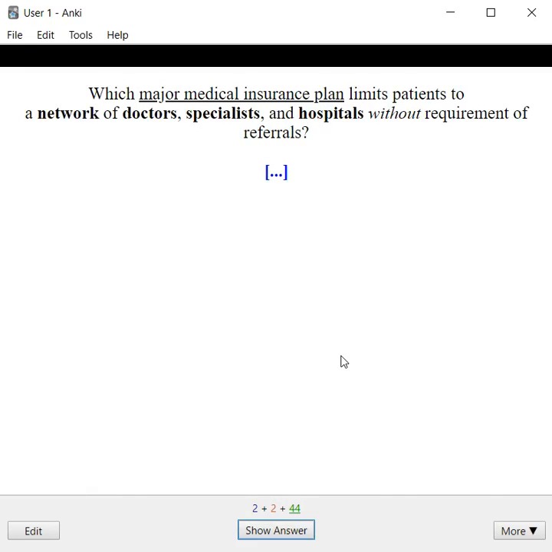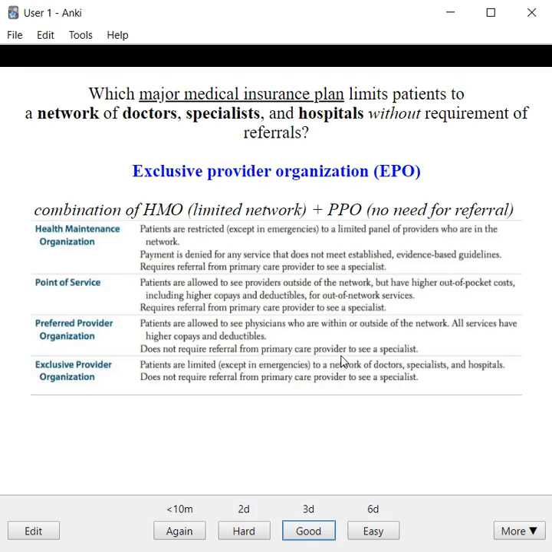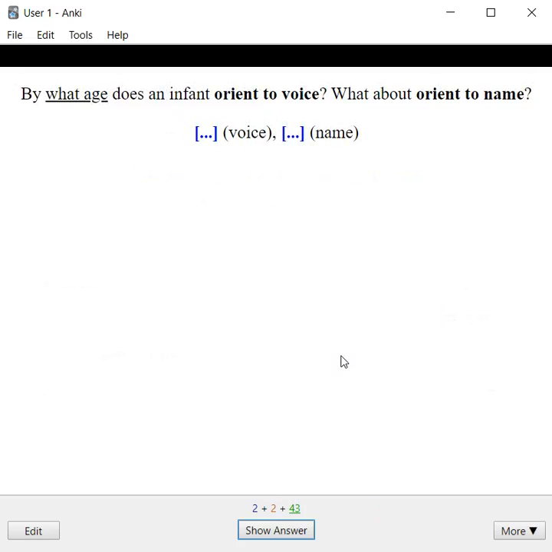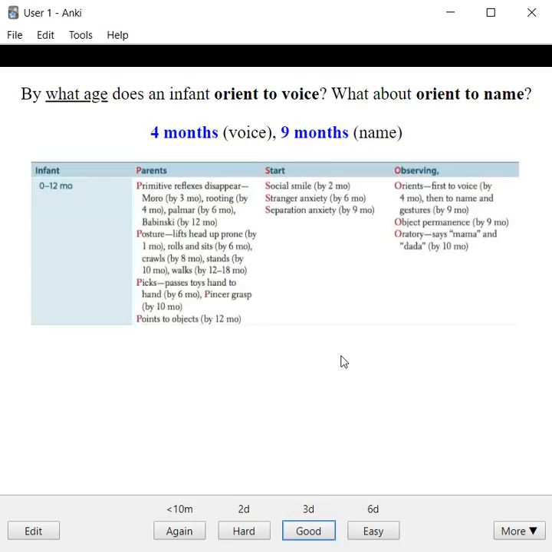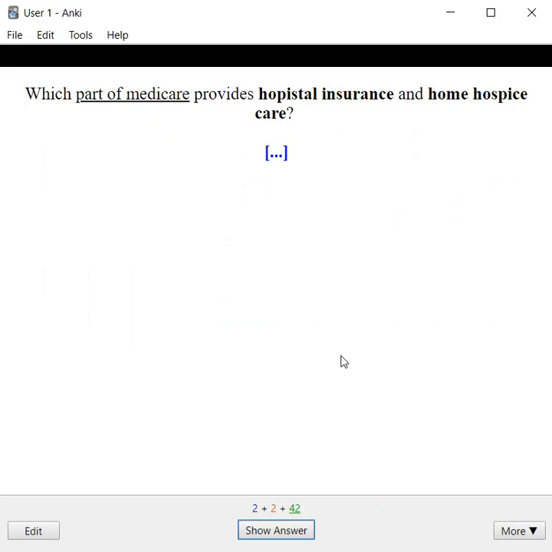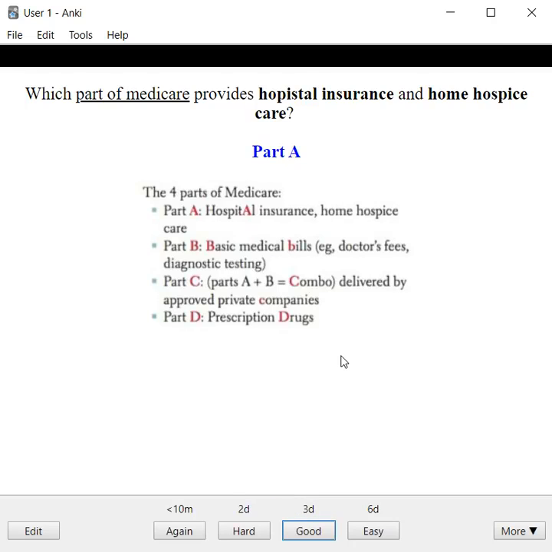Which major medical insurance plan limits patients to a network of doctors, specialists, and hospitals without requirement of referrals? Exclusive Provider Organizations, or EPOs. By what age does the infant orient to voice? And what about orient to name? For voice it is 4 months, and for name it is 9 months. Which part of Medicare provides hospital insurance and home hospice care? Part A.